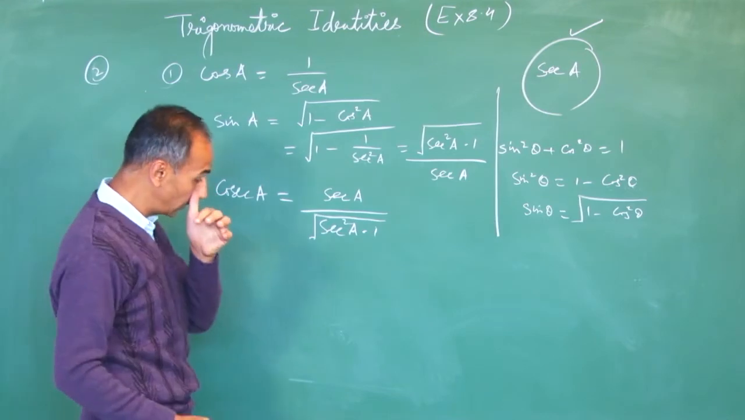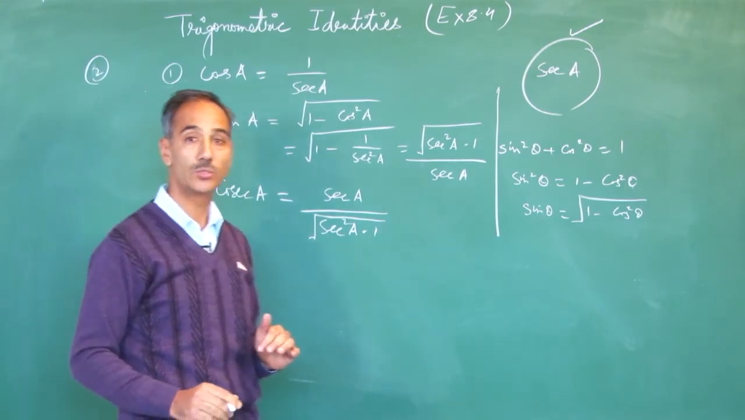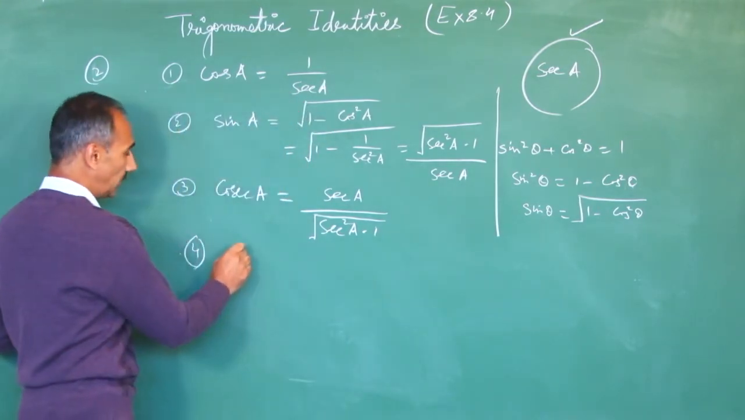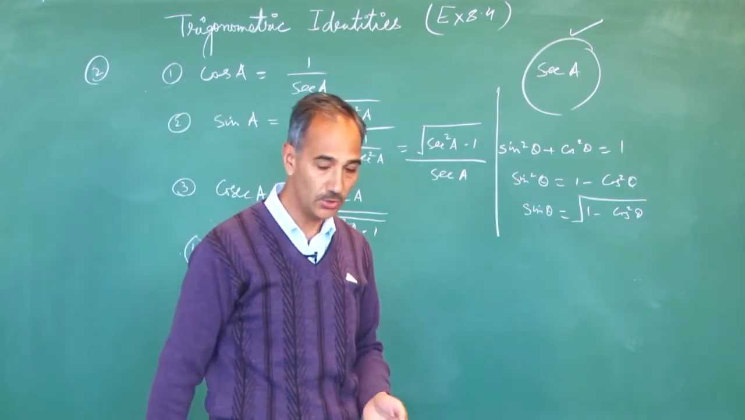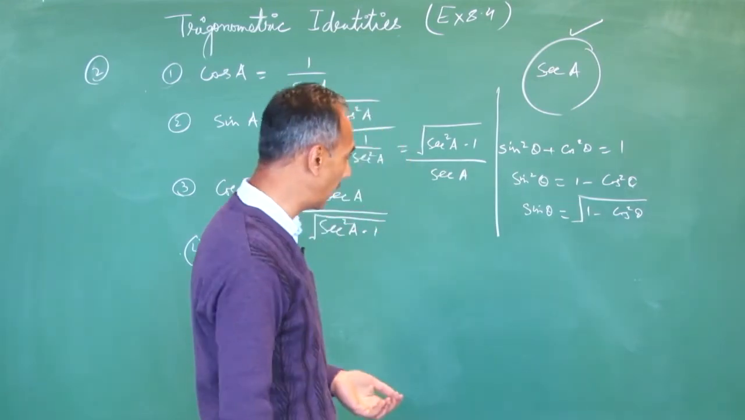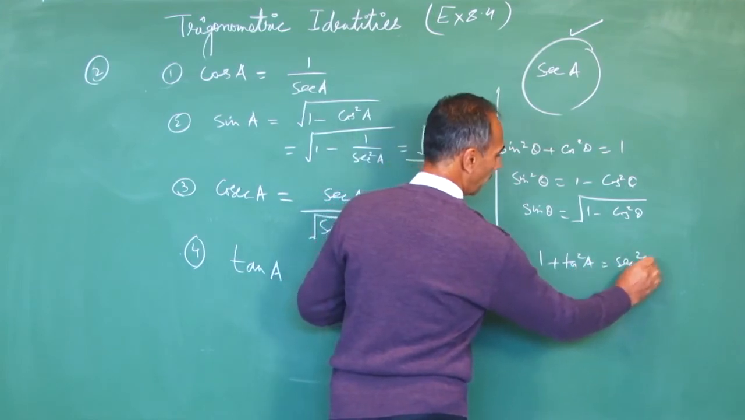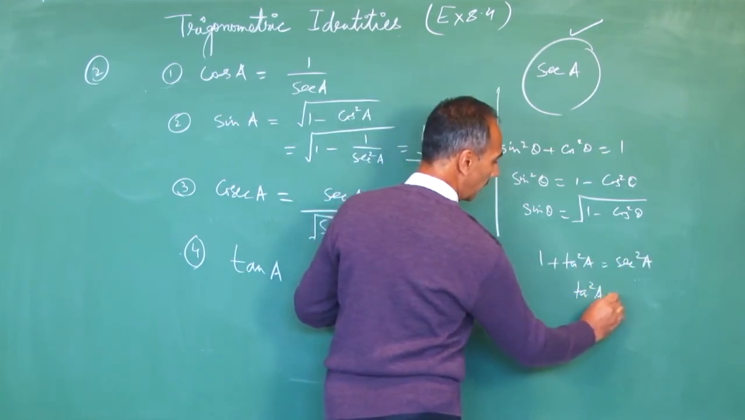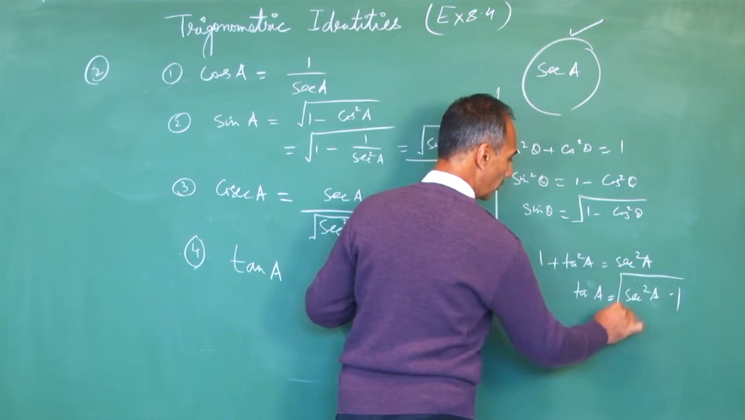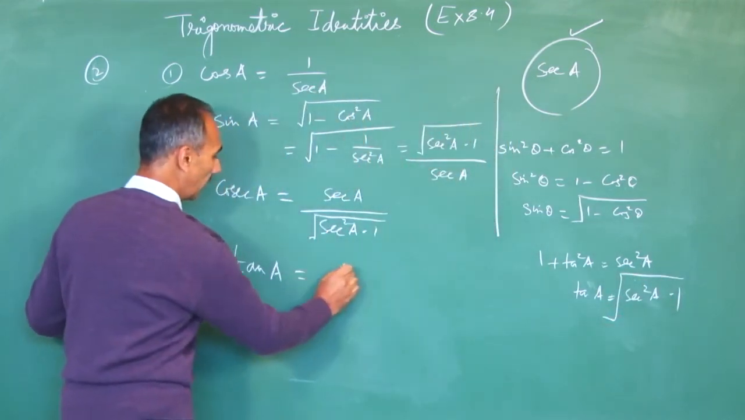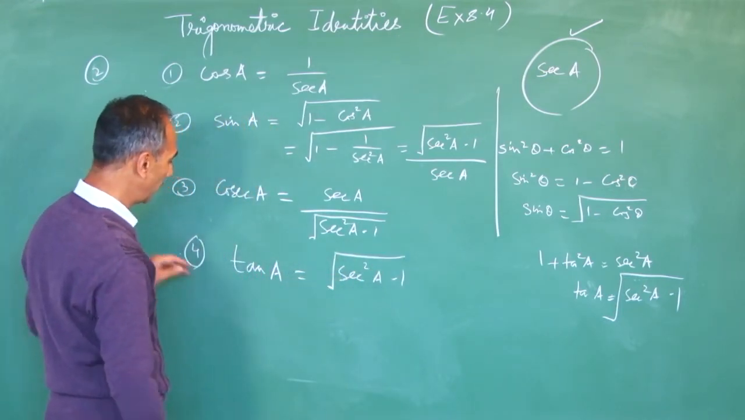So we have succeeded in expressing 3 t ratios. Now what about the next? Let me move on to tan. How can tan be expressed in terms of secant? Again move to the identity. You have 1 plus tan square A is secant square A. So that means tan square A is secant square A minus 1. And if you take the square root, your tan will be in terms of secant. So tan A is square root of secant square A minus 1. So this is tan in terms of secant.